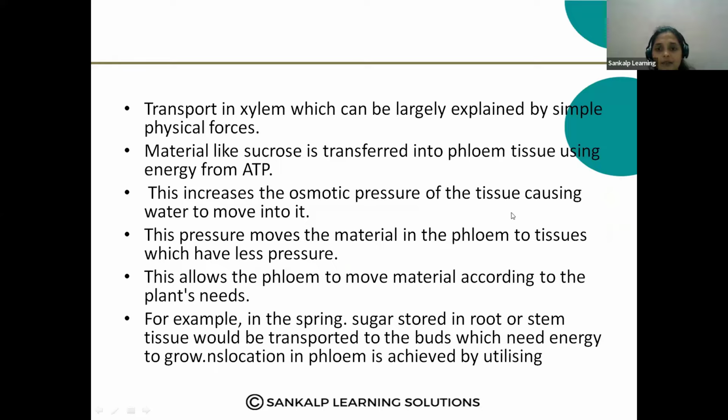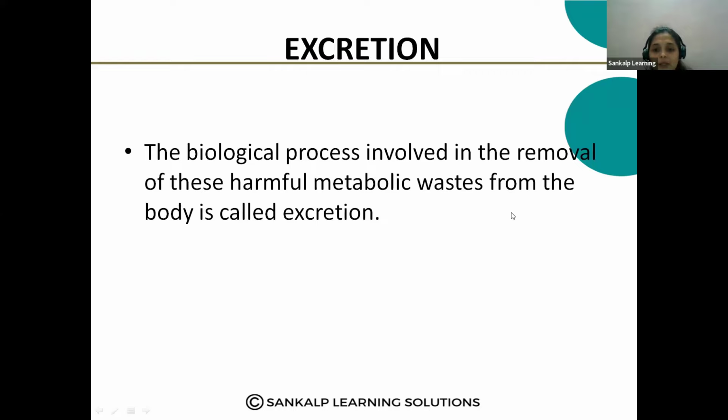So that is the main difference between the xylem and the phloem. Xylem carries the water and phloem carries the food material. In phloem, the conduction of food takes place by utilizing energy, but in the xylem, some physical forces are used to transport the water. So this is about how the transportation of water and how the transportation of food material takes place in the plant's body.